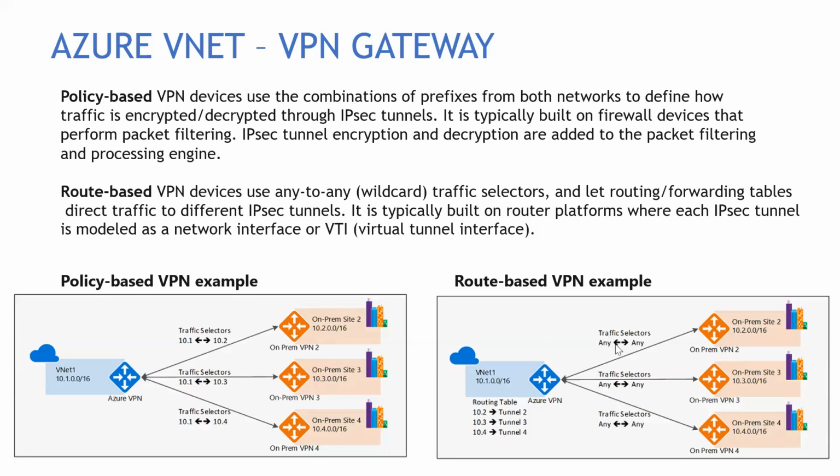So in the traffic selectors, you don't need to go and manually select any over here. You don't need to select any specific IP ranges. Whenever it is trying to go and reach here, automatically it will check in the route table and it will go and talk to this particular site.